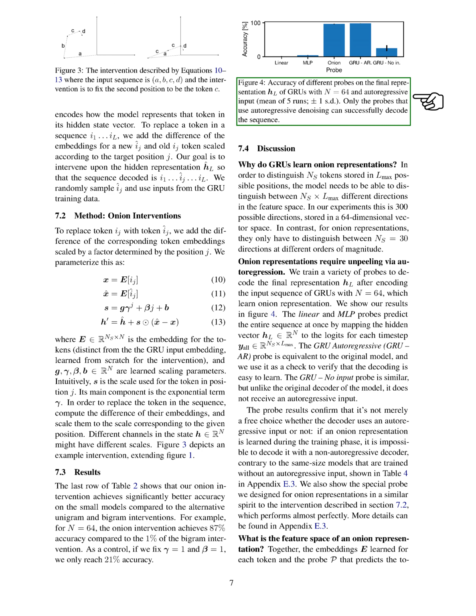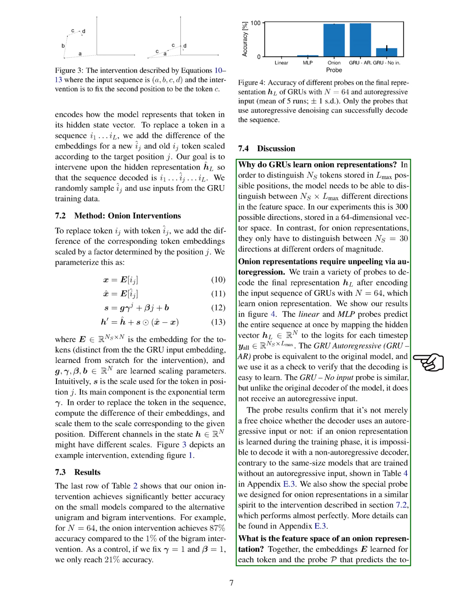Our probes predict the entire sequence at once, and we verify that decoding is straightforward with the autoregressive probe. However, if an onion representation is learned, it cannot be decoded without autoregressive input, unlike models trained without it.